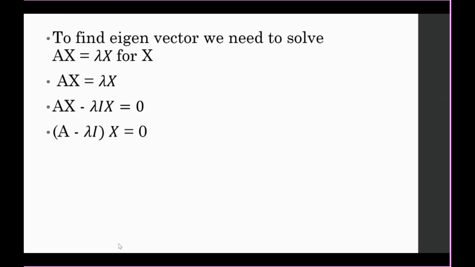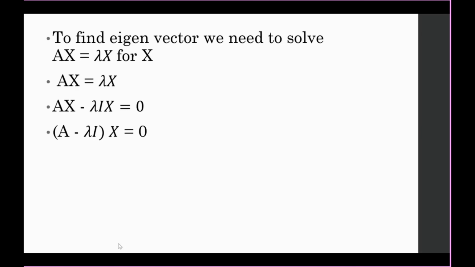After transformation, the same x should be a scalar multiple of x. That is the definition of the eigenvector: Ax equals lambda x. That's the reason we are using this. So Ax minus lambda x is 0, that is, (A minus lambda I)x equals 0. Now, what is the solution of this system of equations?